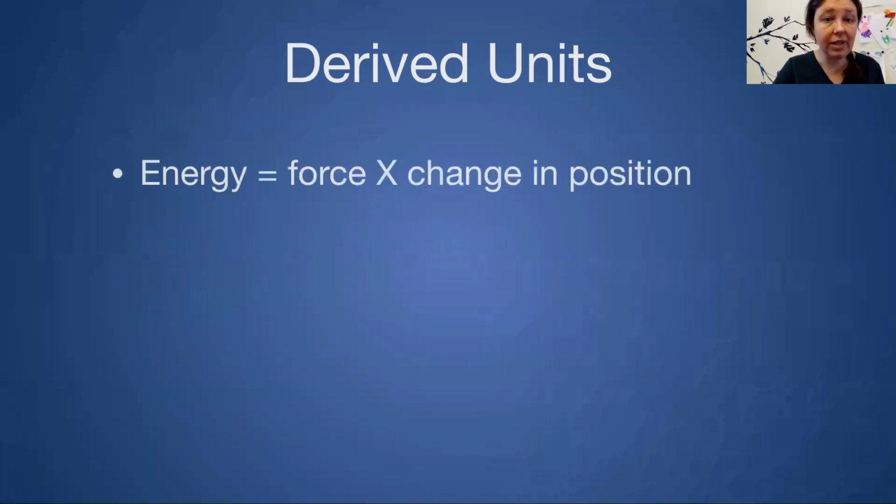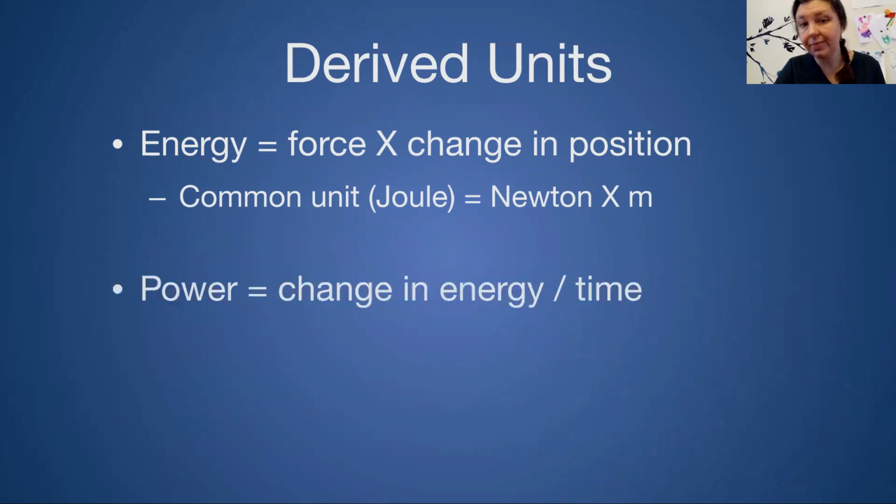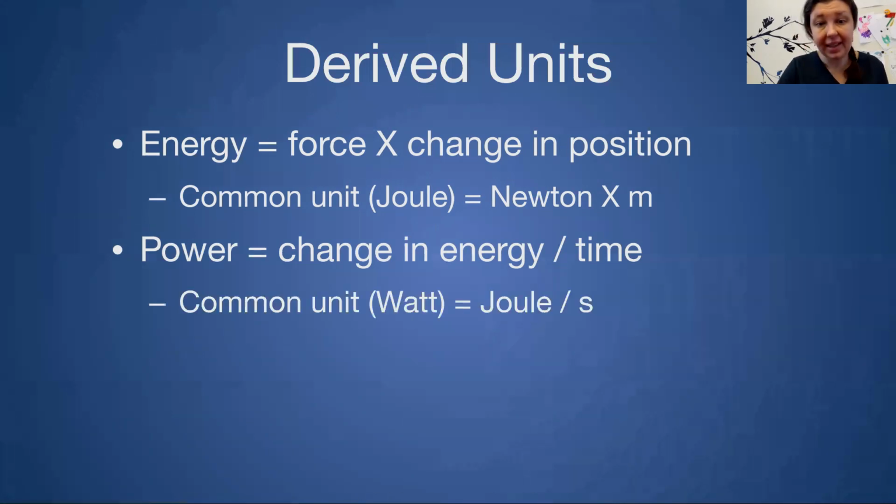Some more derived units. Energy is force times change in position, common unit joules, newtons times meters. Power is the change in energy over time. And this can be seen in watts, and it's joules per second.